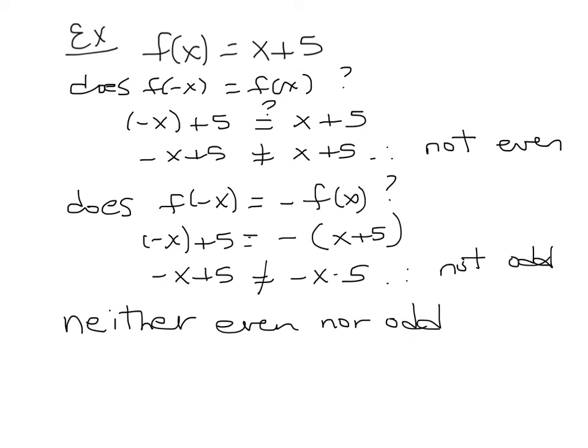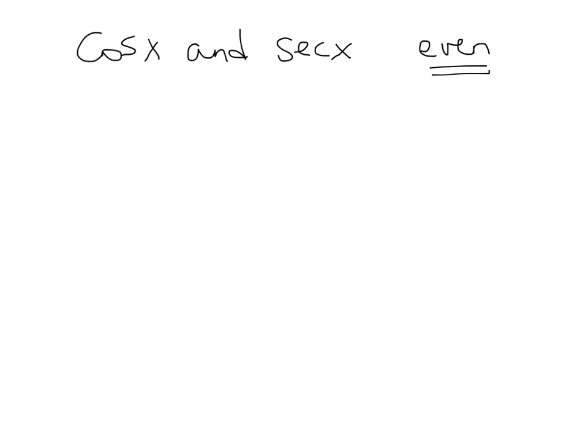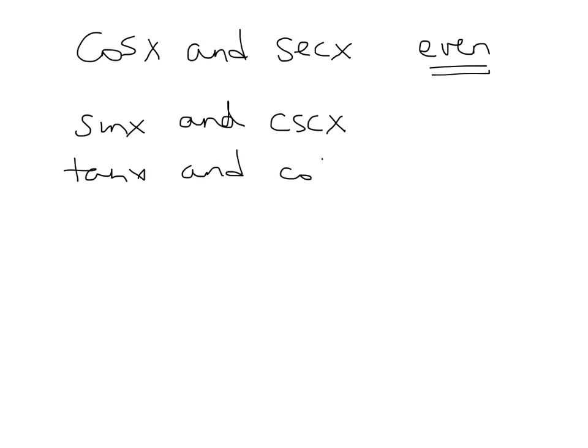And I hope you remembered all that. Just for the sake of remembering, cosine of x and its reciprocal function, the secant of x, are both even functions. Sine x and its reciprocal, cosecant of x, as well as tangent x and its reciprocal function are odd functions.